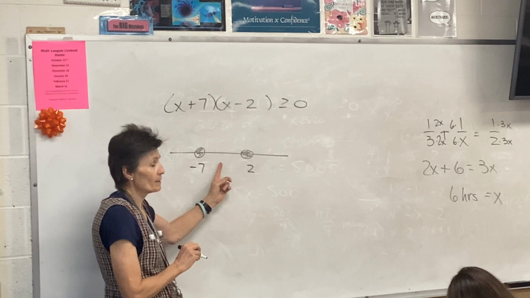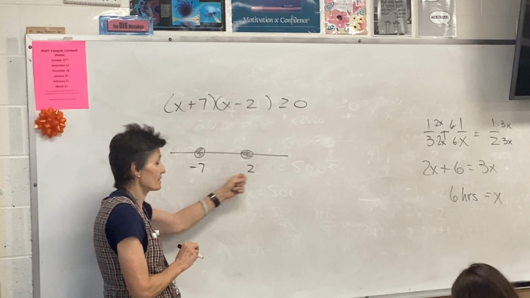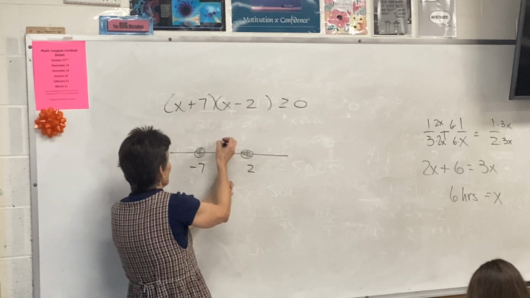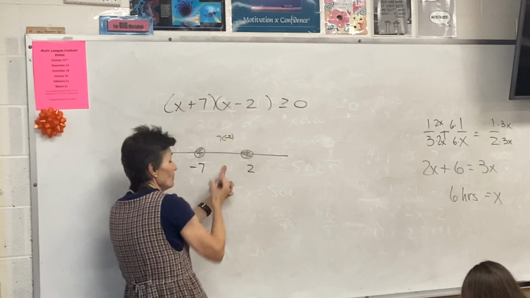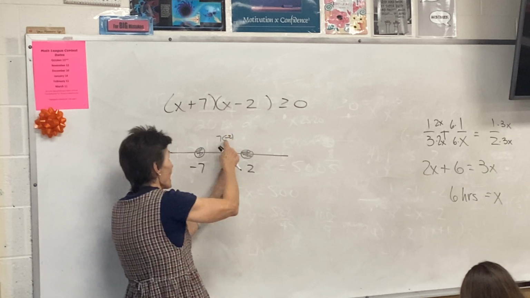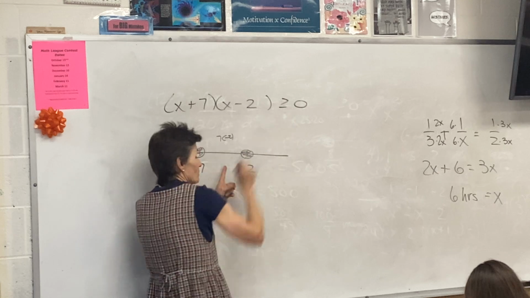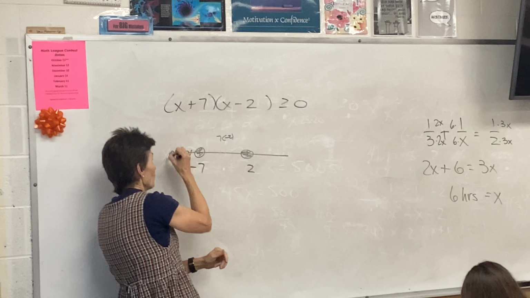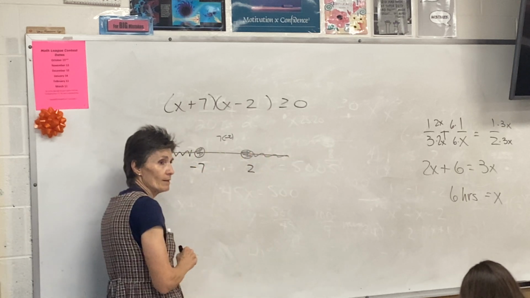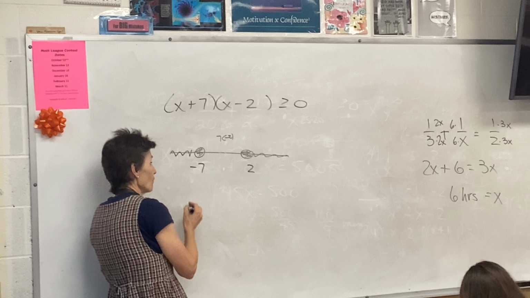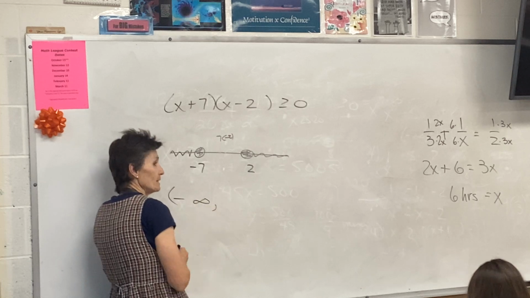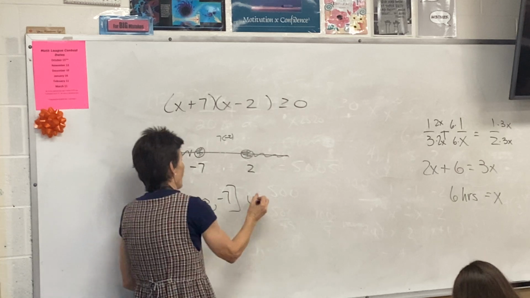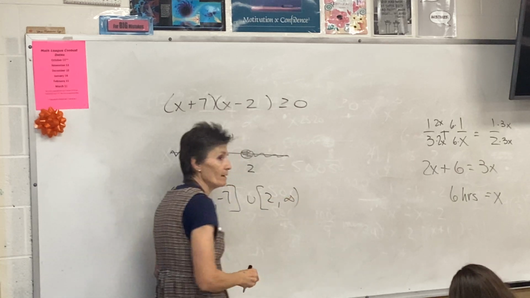Does it matter what number you pick? No, pick whatever you want, as long as it's not these. You can't pick those. So I'm picking 0. 0 gives me 7 times negative 2. Is that answer bigger than 0? No. So I do not shade here, which means I will shade here and here. And therefore my answer is negative infinity to negative 7, bracket, closed dot, or 2 to infinity, right?